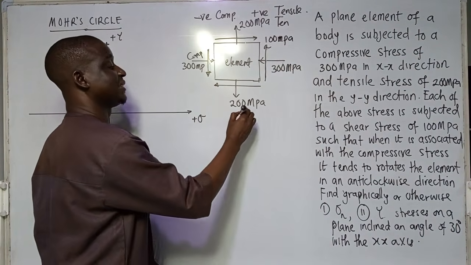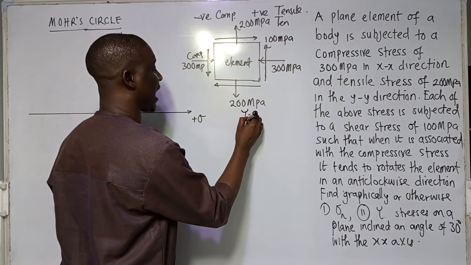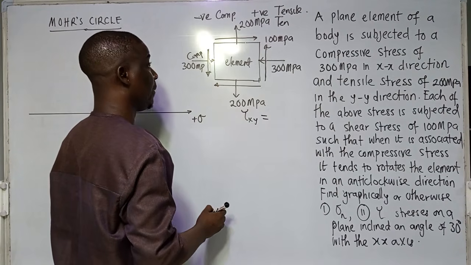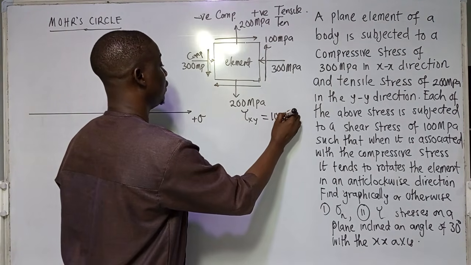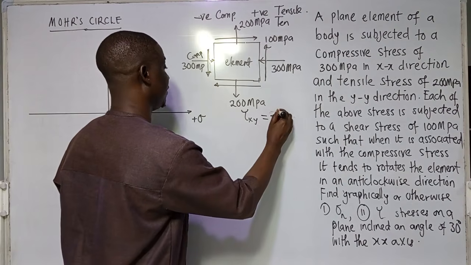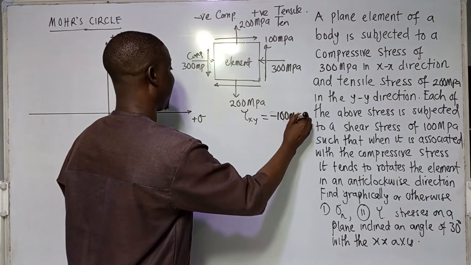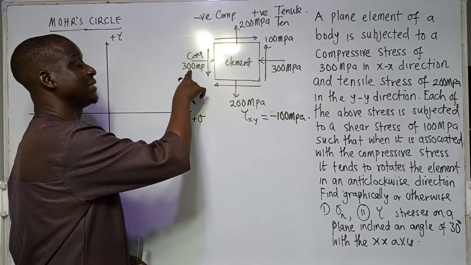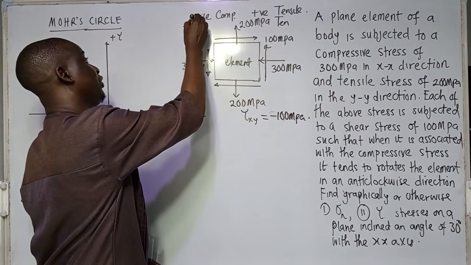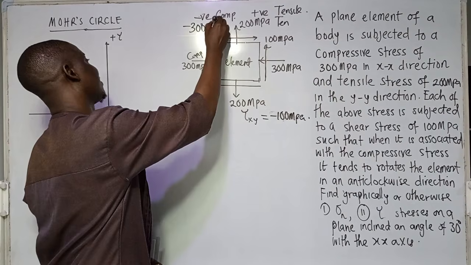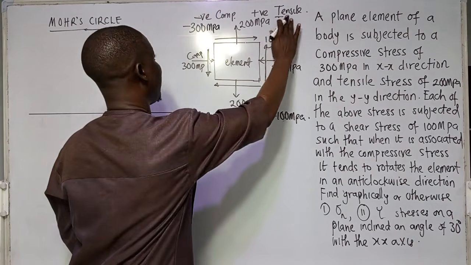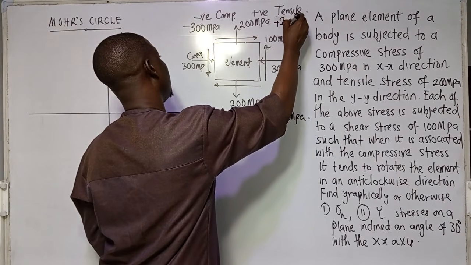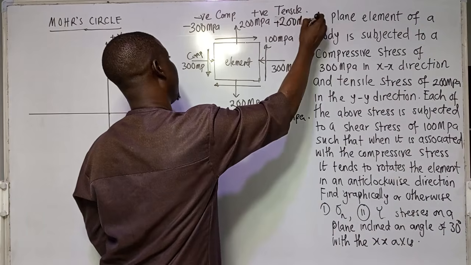So for it to move anti-clockwise, it means our tau XY, the shear stress of the plane element, is minus 100 megapascal. So we have minus 300 megapascal as the compression, and we have the tension or tensile stress as plus 200 megapascal.